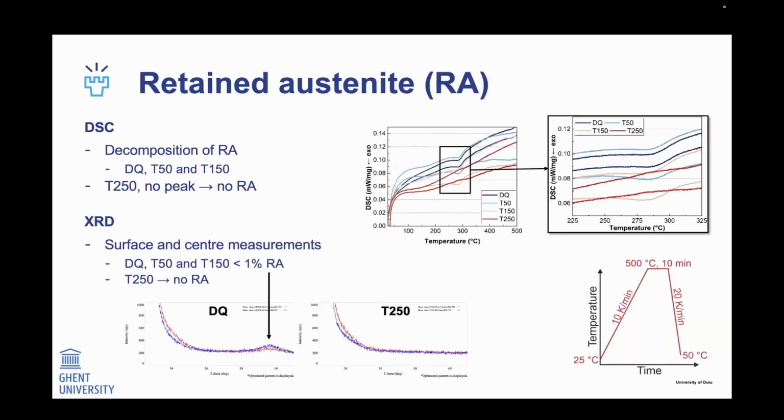As for the retained austenite, we did DSC and XRD. And with DSC, we can see a peak for the decomposition of retained austenite for all of the materials except for the 250 tempered, which means that with that high temperature tempering, we already lost the retained austenite. Same for the XRD, we could see the retained austenite peak for DQ and the 150 tempered, but not for 250. So with 250, we definitely don't have retained austenite.